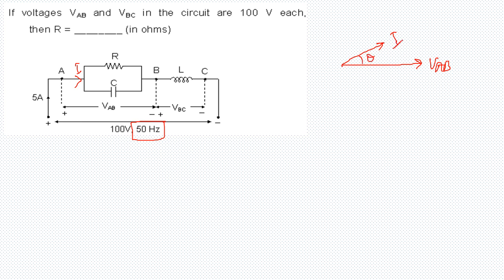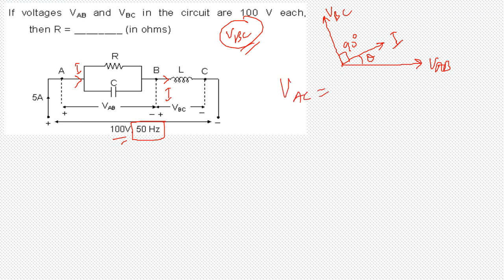Now you can see that this same current I flows across this inductor, and with respect to the voltage VBC, this current should lag by 90 degrees, or this voltage VBC should lead this current by 90 degrees. So I make a VBC which is 90 degrees leading the current I. Now when we have this information, what else do we have? We also know that the input voltage is VAC, and that is 100 volts.